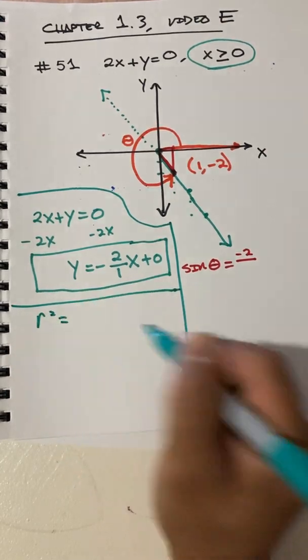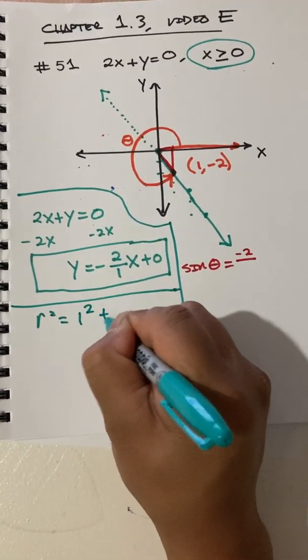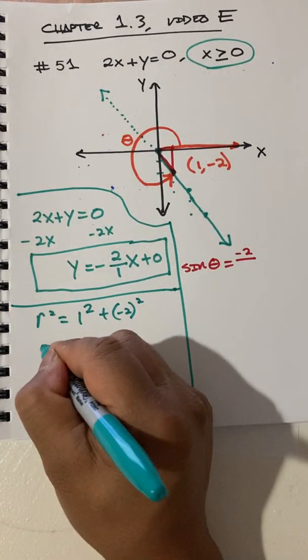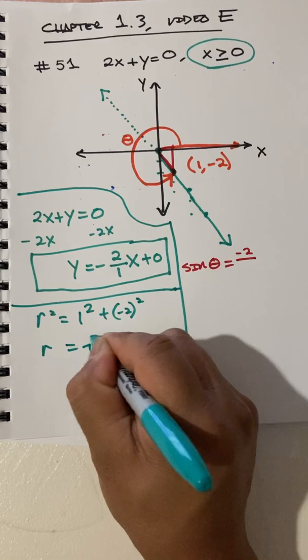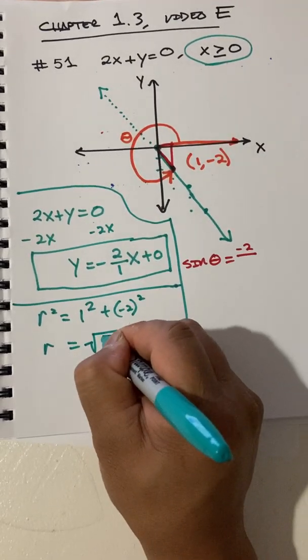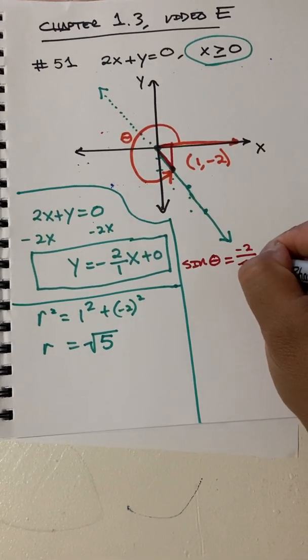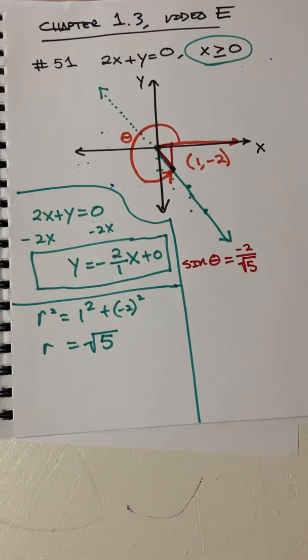R squared equals 1 squared plus negative 2 squared, right? So r equals the square root of 5. Huh, ugly. All right. So the sine of theta is negative 2 over the square root of 5, okay?